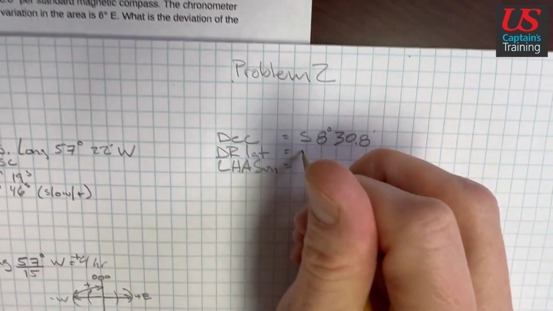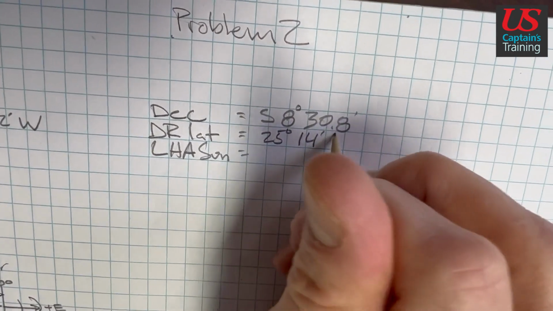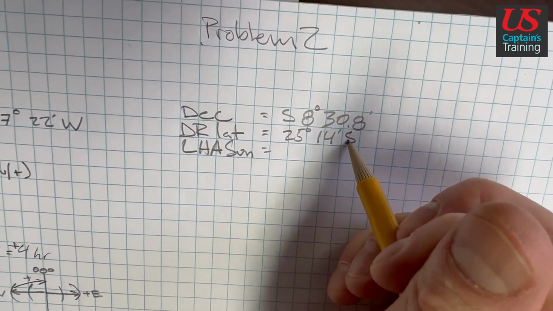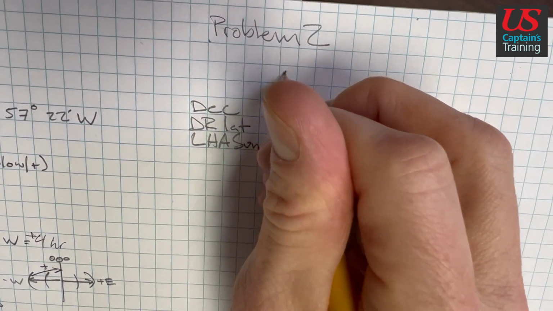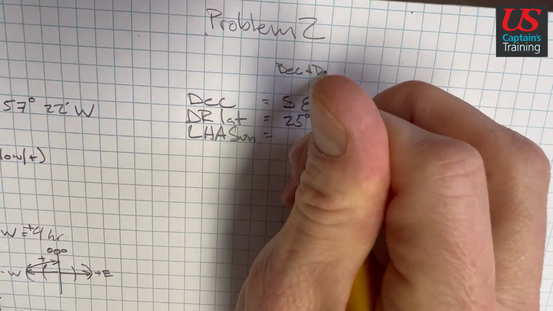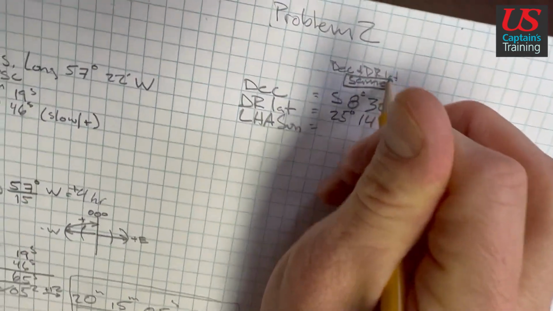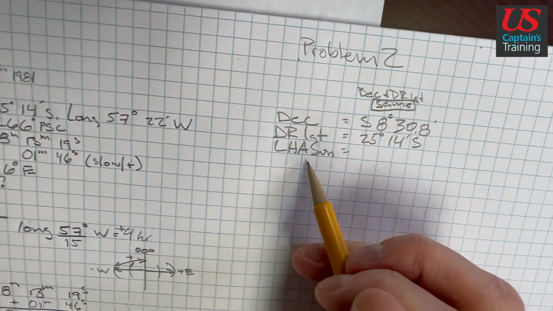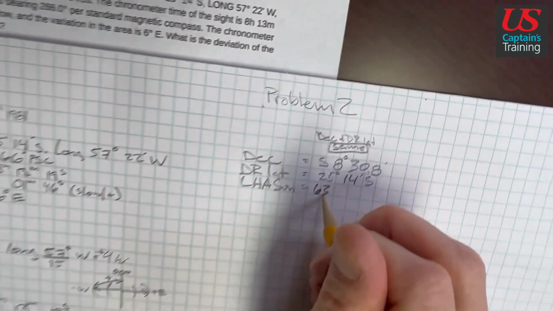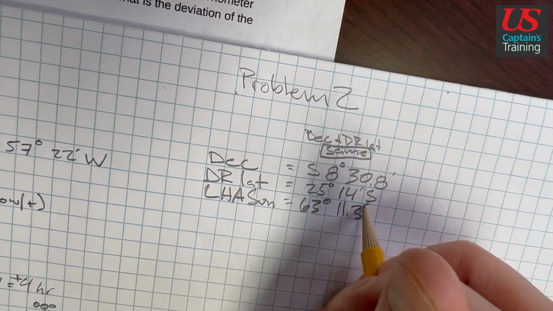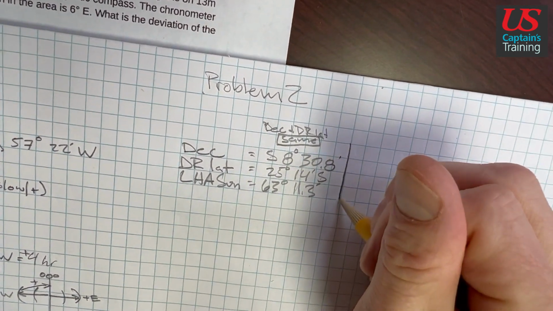And DR latitude, 25 14 south, 25 degrees 14 minutes south. Right now, you see this DR latitude is south, and this is south. So we need to know that the declination and DR latitude are the same. That's important that they're the same. Okay, LHA of the sun, we calculated 63 degrees 11.3 minutes. Good. And now we can get into some tables.